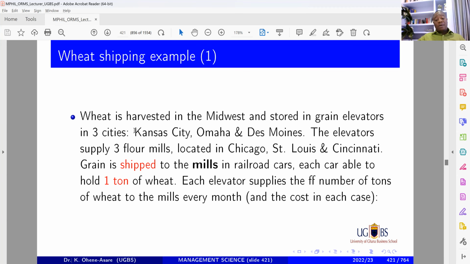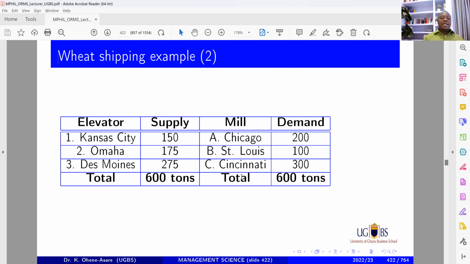These flour mills are going to now work on the items. The flour mills are located in Chicago, St. Louis, and Cincinnati. So the grains are shipped to the mills using railroad cars. Each car is able to hold 1 ton of wheat. So the wheat is transported through the railroad cars. Each elevator will supply the following number of tons of wheat to the mills every month, of course, with associated costs. It's like sending oil from the depot to the hinterland.